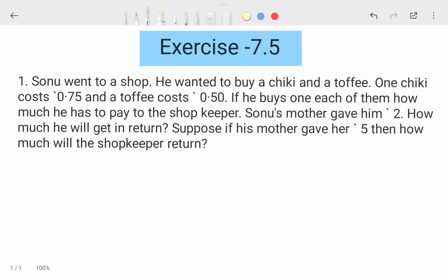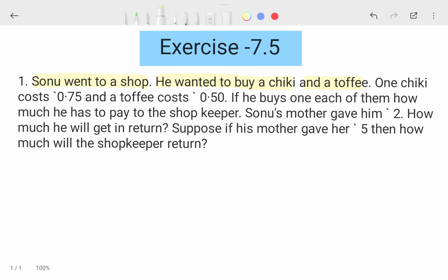So in this exercise, the first question says that Sonu went to a shop. There is a boy, his name is Sonu, and he goes to a shop and wants to buy a chicky. Chicky is a type of food, or chocolate we can say. And a toffee. So what does Sonu want to buy? He wants to buy a chicky and a toffee.